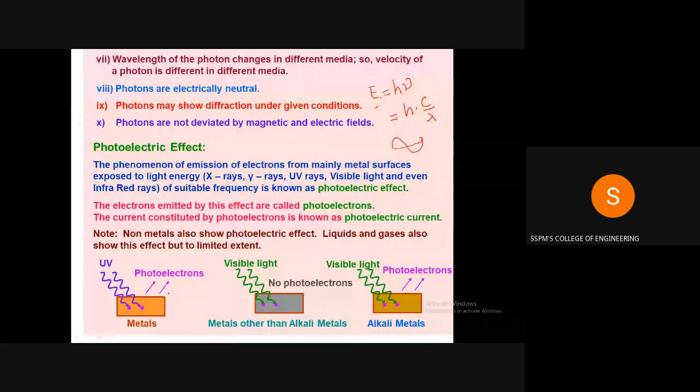So when radiation such as ultraviolet rays is incident on metal surfaces, photoelectrons are ejected. Visible light, when interacting with metals other than alkali metals, gives no emission of photoelectrons. Visible light, when interacting with alkali metals such as cesium, ejects photoelectrons. But what is the condition?